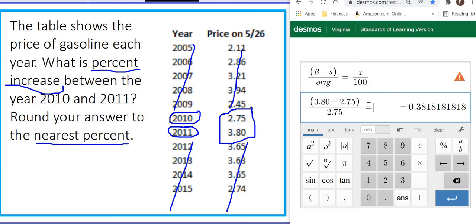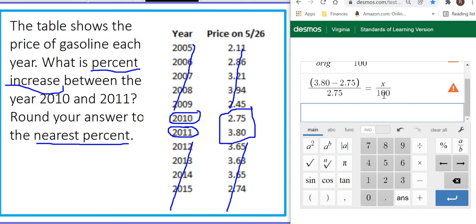Then I'm going to say equals X divided by 100. I didn't quite type it right. There you go. So I set up a ratio. This divided by this equals this divided by this. To solve that, we're going to cross multiply.